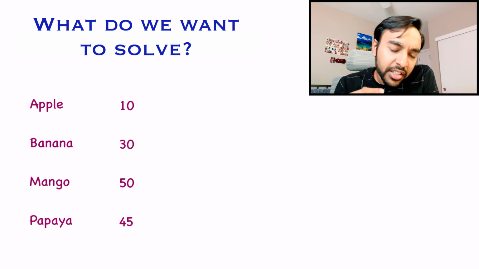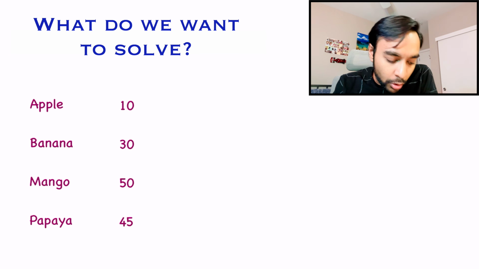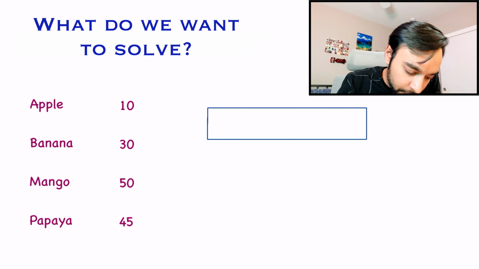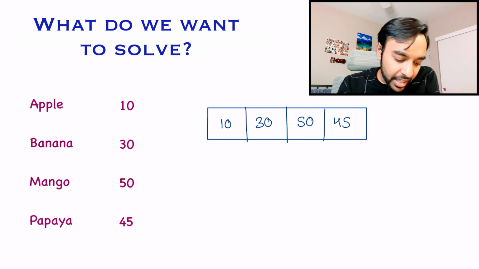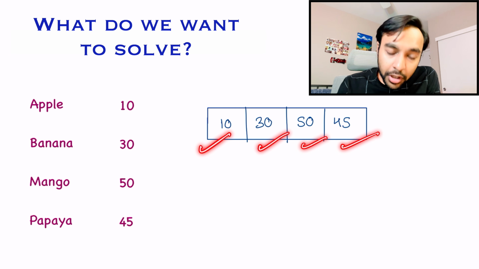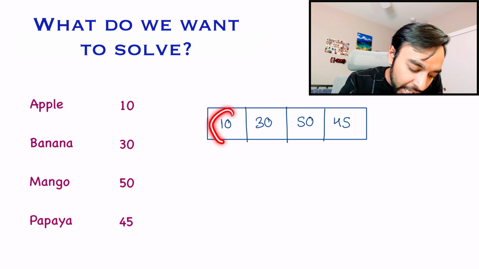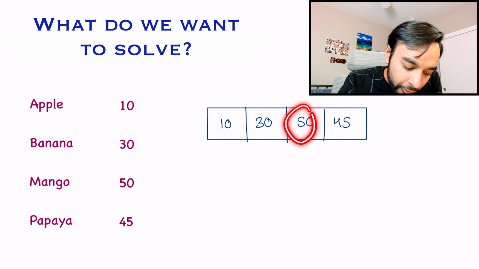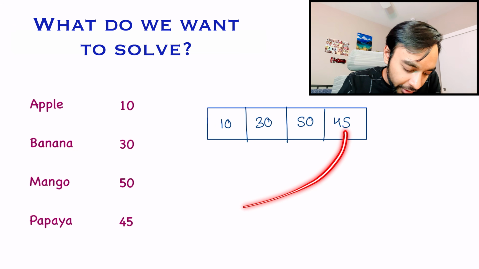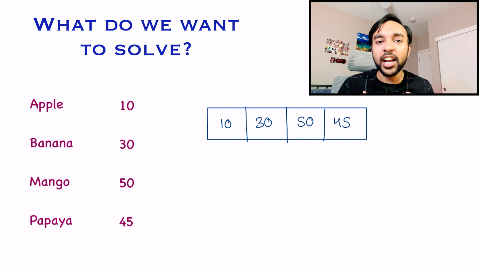The first data structure that comes to my mind is, maybe I can store all of these values in an array. So now when you have this array, you can query all the values, you can update them and you can delete them, right? But how do you know that 10 is the value for apple, 50 is the value for mango and 45 is for papaya? How do you keep track of it? This is where it will get confusing.